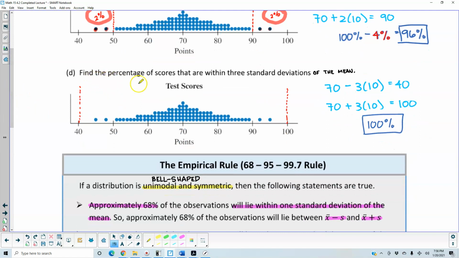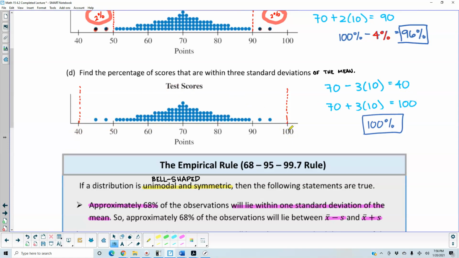Next, we want to find the percentage of scores that are within 3 standard deviations of the mean. So we take the mean 70 and subtract 3 times 10, which is 30. 70 minus 30 is 40. Next, we take 70 again, the mean, plus 3 times 10. 3 times 10 is 30, so 70 plus 30 is 100. So the percentage we're looking for has to be between 40 and 100.